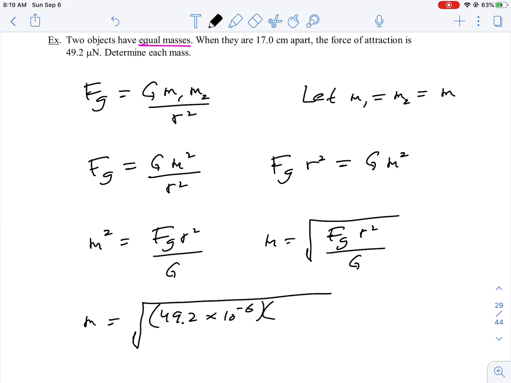So please don't think that R happens to be radius, by the way. R is the distance from center to center. So that is the distance R, but make sure you convert it to meters. That'll be 0.17 meters, and don't forget to square that. And remember G, which is true for any location in the universe, is on the back of your formula sheet. It is 6.67 times 10 to the negative 11.